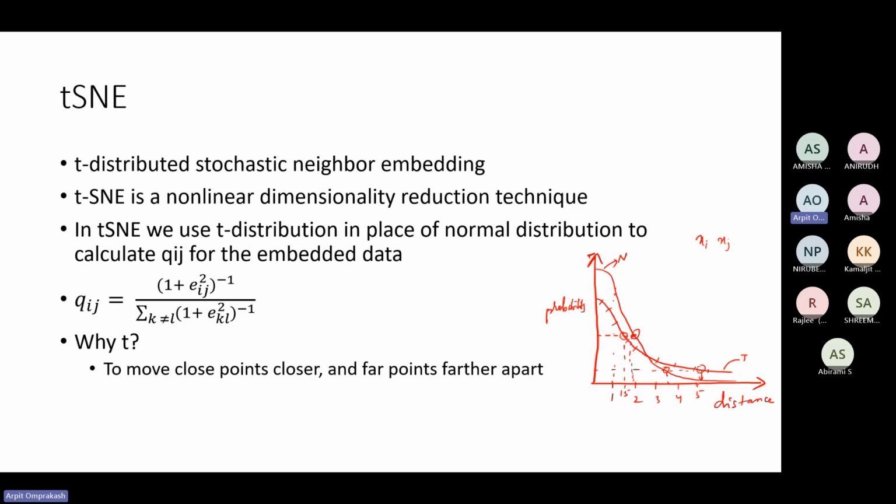So basically, things that are closer to each other will come slightly closer, and things that are farther in the higher dimension will become even farther in the lower dimension space. So this basically helps us in our visualization and dimension reduction. That's why we use a t distribution in TSNE.